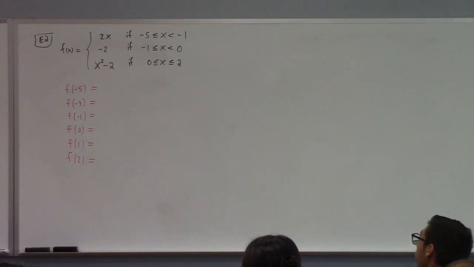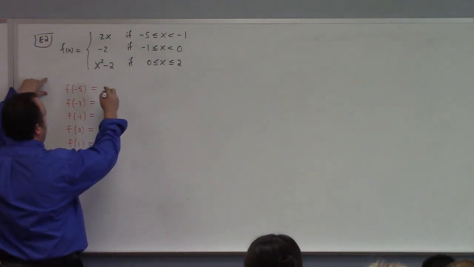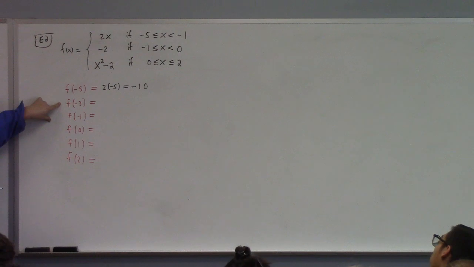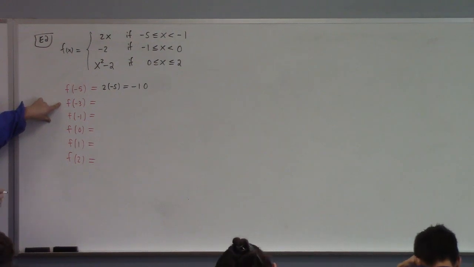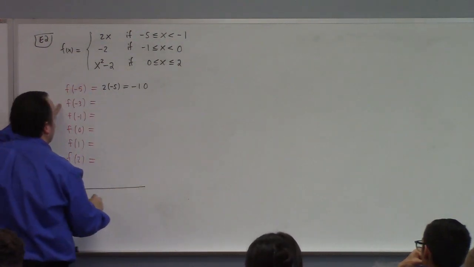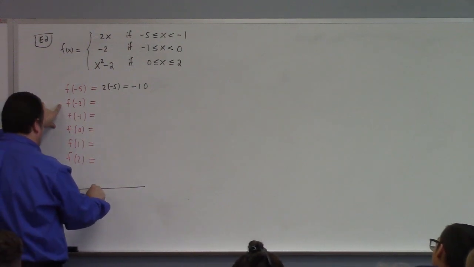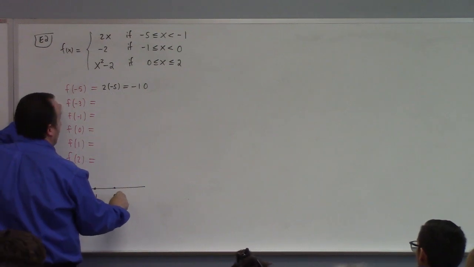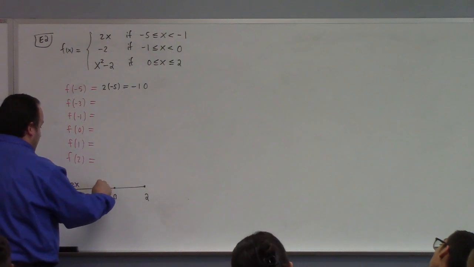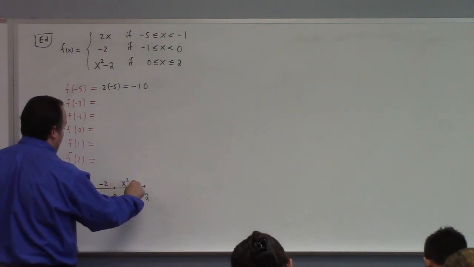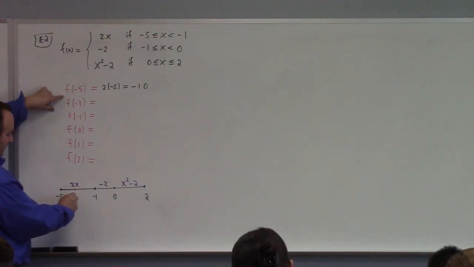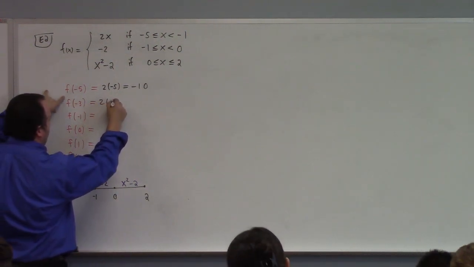Let's see here. So which case are we in to start with here? 2x. So we do 2 times minus 5, we get minus 10. And for the next one, minus 3, maybe it's helpful to draw a picture of what's going on here. The instructions, if you will, are ranging from minus 5 to minus 1, to 0, all the way over to 2. And you've got the 2x formula here, the minus 2 formula there, and the x squared minus 2 formula here. So depending on which case we're in, we'll use the different formula. So minus 3 is like here, so I just do 2 times minus 3. We're in that case, so that's minus 6.